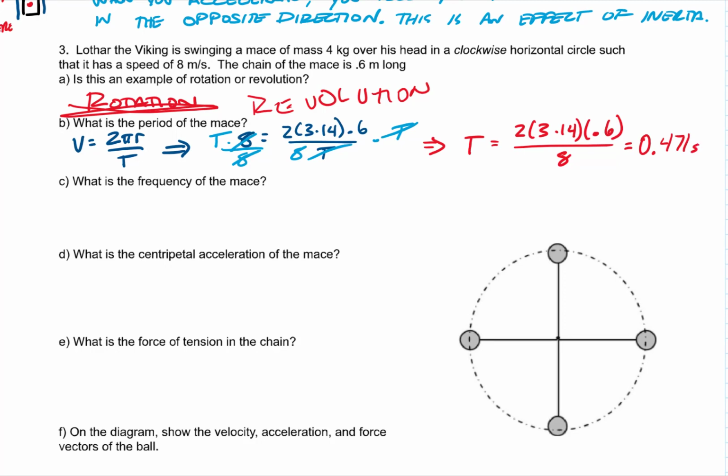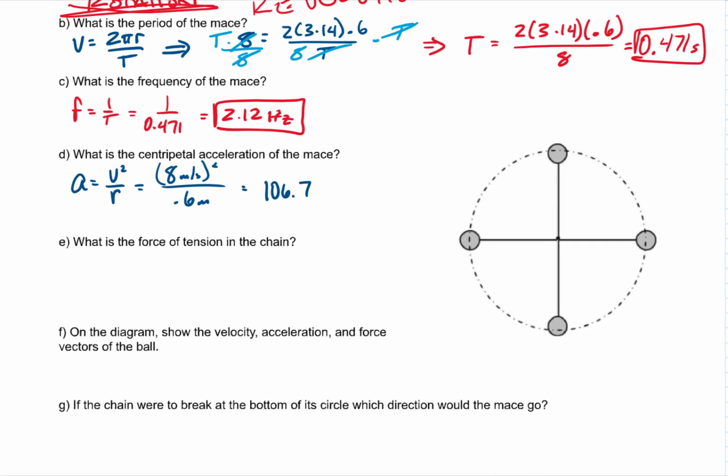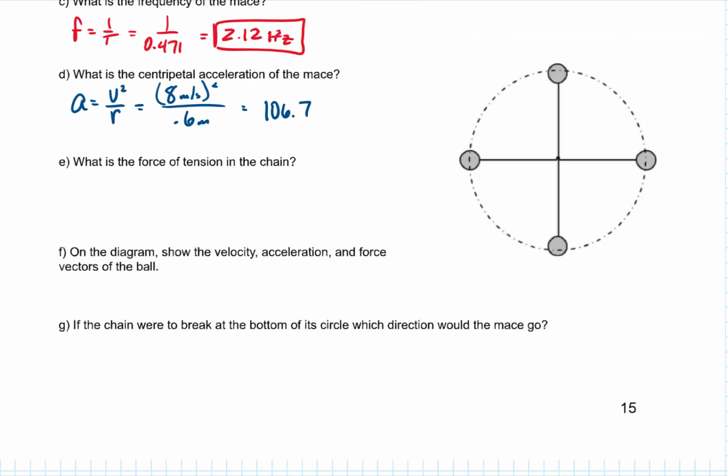If I want the frequency of the mace, I know frequency is the inverse of the period, so I'm going to do 1 over the period, where the frequency of the mace is 1 over 0.471 seconds, or 2.12 hertz. I want the centripetal acceleration. Well, that's v squared over r. We've got the velocity, so that's 8 squared divided by the radius of 0.6. Plug that into your calculator, and we end up with an acceleration of 106.7.